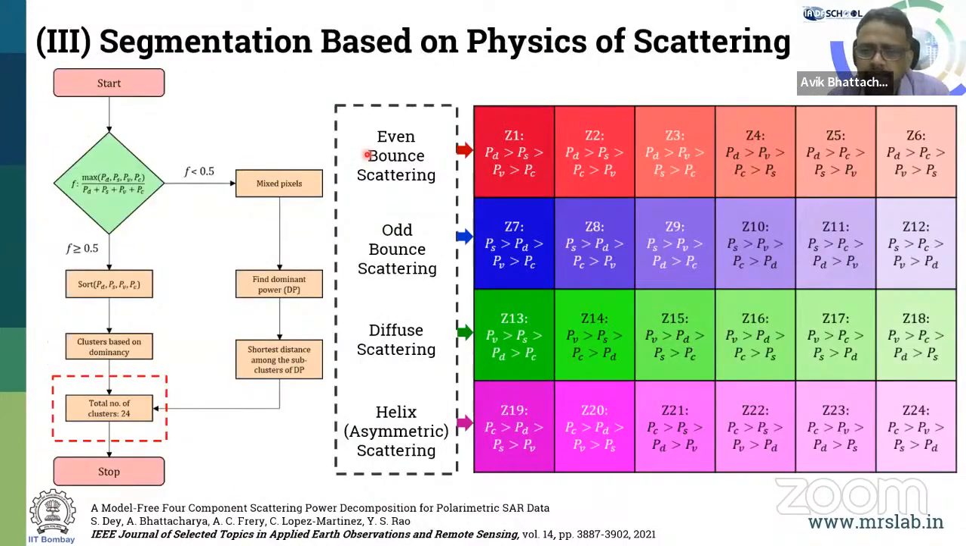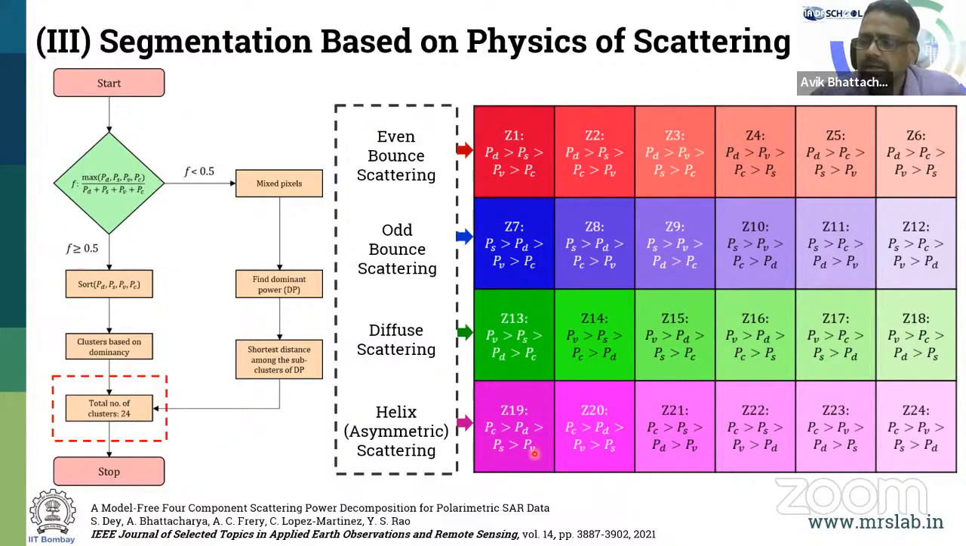I can go ahead and form a third one, which is segmentation-based, again using the physics of scattering. I can utilize the information I got from theta FP and of course the power measurement, and form a rule-based scheme. These rules again come from the scattering from different targets: even bounce, odd bounce, diffuse, helix, and so on. I can form different clusters, 24 in total, at the finer stage. But if we want it broader, it is only four clusters, with different powers, and the powers themselves can be six in each. So this is a way in which we can be segmented.